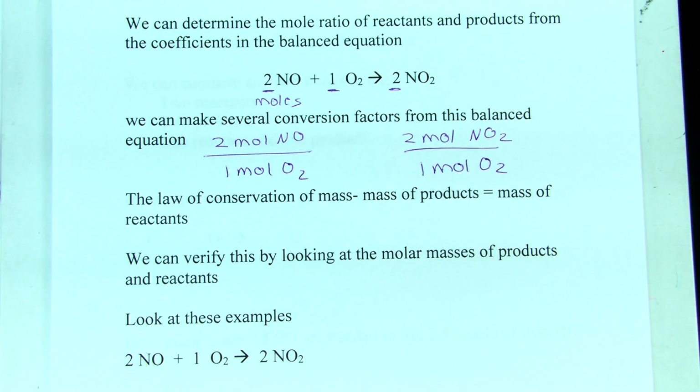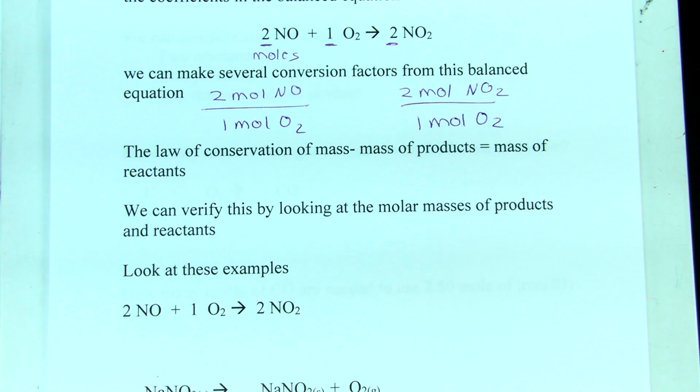Or I could look at the relationship between the NO and the NO2. So we can use any two things in the balanced equation and write a conversion factor or this ratio. It can be two products, two reactants, or a reactant and a product, but we can only compare two things at one time.